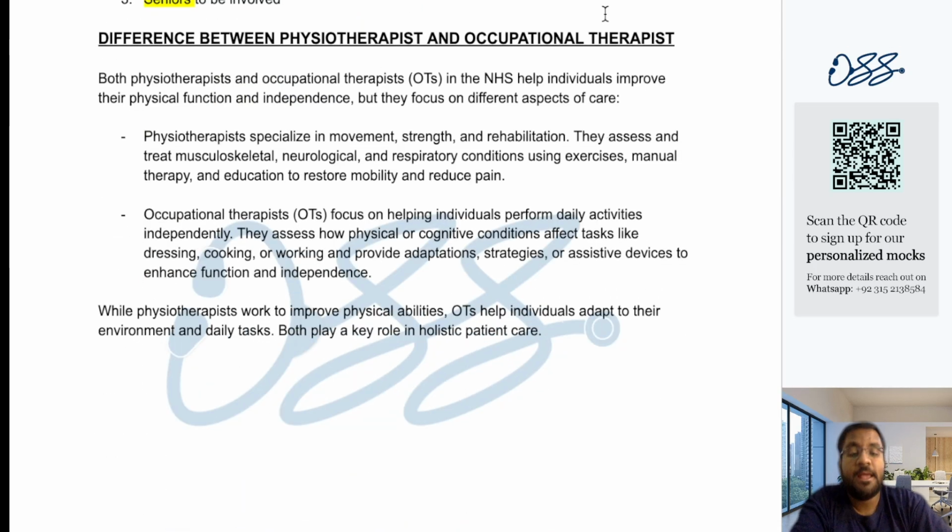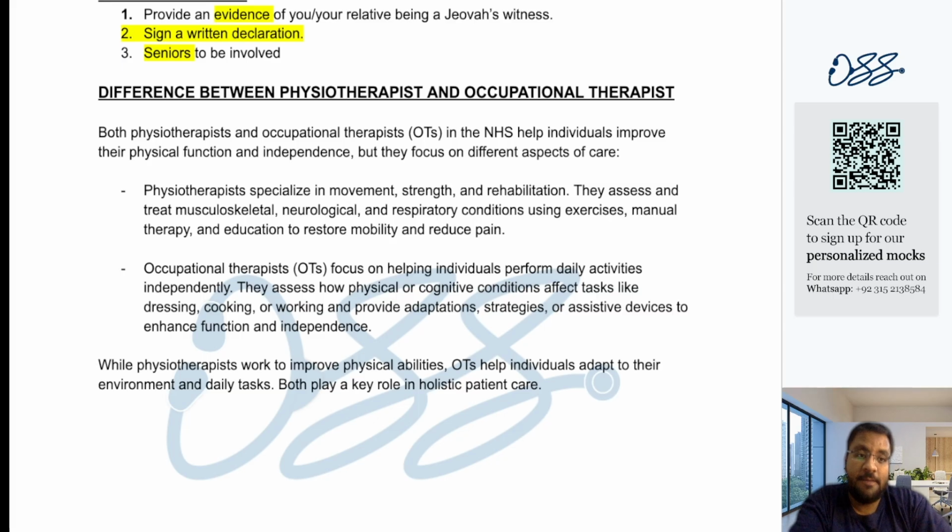All right. Another important thing, the TKR and the THR case. We often have to refer these patients to different kinds of therapists. There is a very common confusion amongst the IMGs, for some reason, between what a physiotherapist is and who an occupational therapist is.